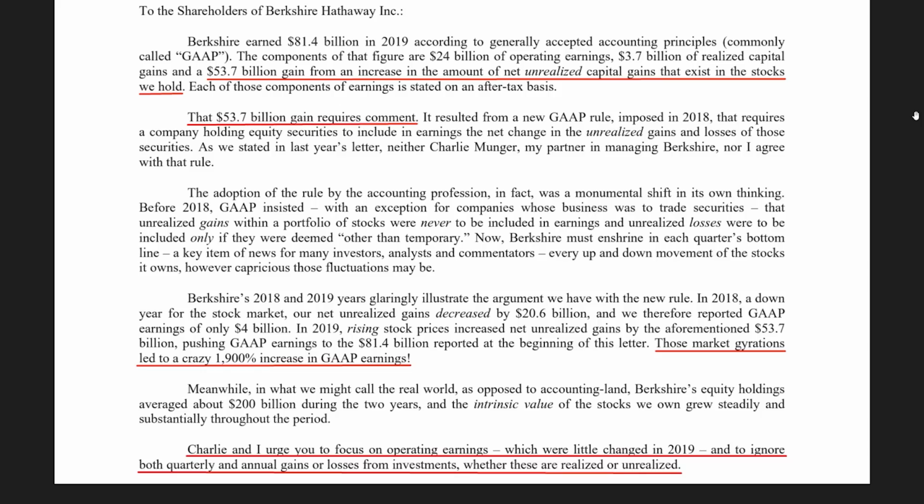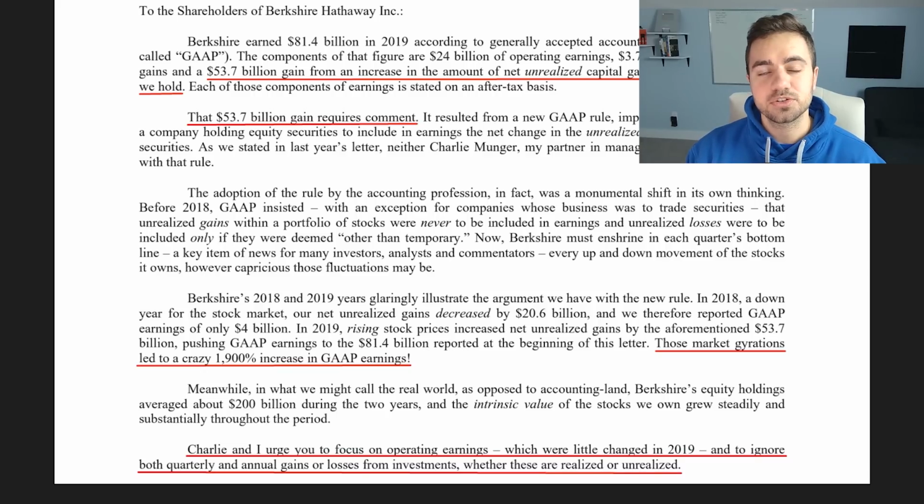Then he continues on, that $53.7 billion gain requires comment. It resulted from a new GAAP rule imposed in 2018 that requires a company holding equity securities to include in the earnings the net change in unrealized gains and losses of those securities. As we stated in last year's letter, neither Charlie Munger, my partner in managing Berkshire, nor I agree with that rule. So Warren Buffett, the best investor who's ever lived, is literally saying that he does not agree with this rule either. And we've already kind of seen why. It's a little bit silly.